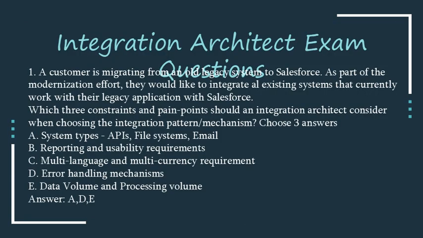1. A customer is migrating from an old legacy system to Salesforce. As part of the modernization effort, they would like to integrate all existing systems that currently work with their legacy application with Salesforce. Which 3 constraints and pain points should an integration architect consider when choosing the integration pattern and mechanism? Choose 3 answers. A. System types, APIs, file systems, email.